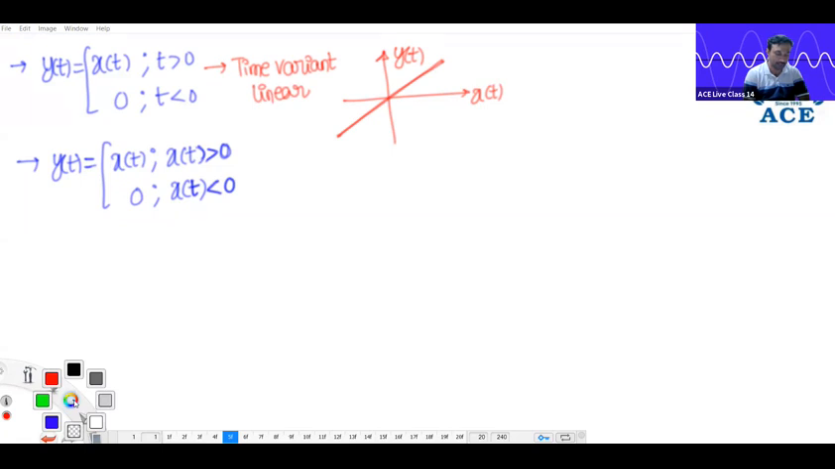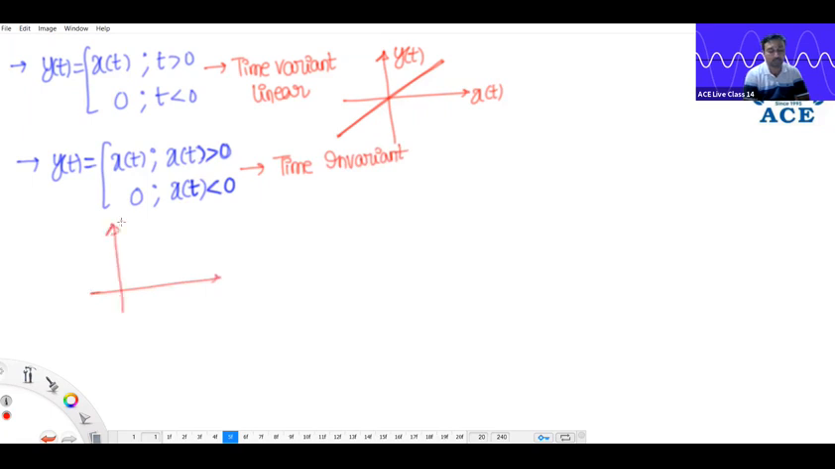Lower system, there is no dependency on time, sir. So time invariant. But when you draw y(t) versus x(t), for positive inputs output equals input, for negative inputs output is 0. It is not forming a complete straight line, non-linear.